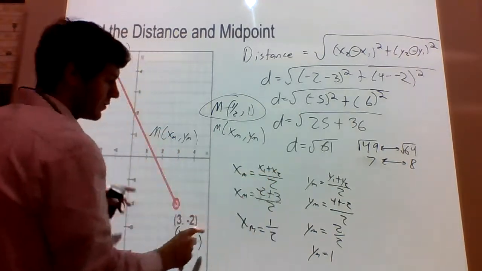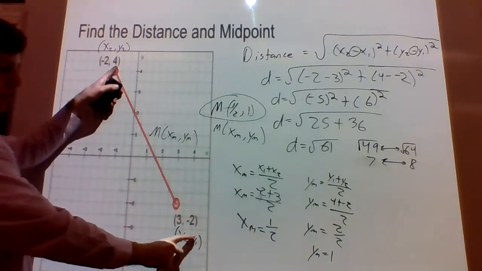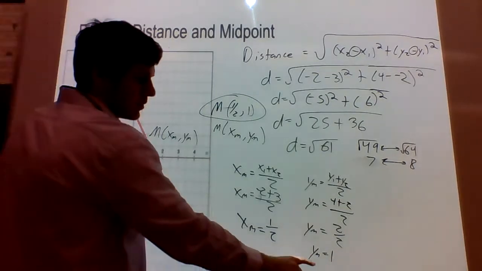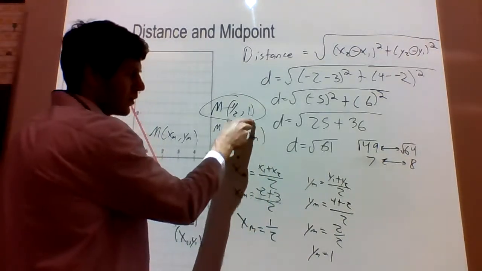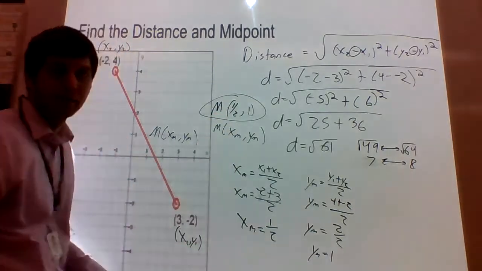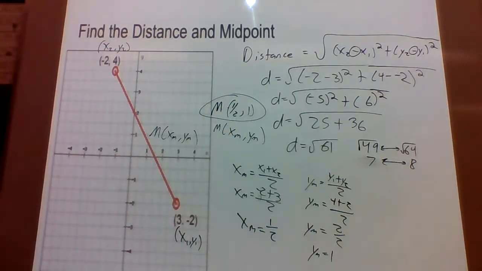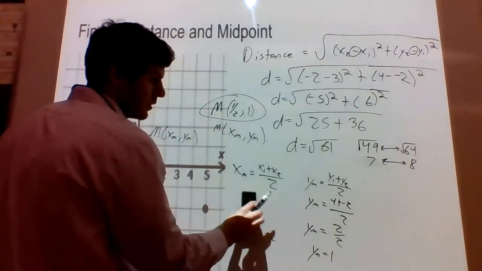The average of the x values gives us the x value of the midpoint. The average of the y values gives us the y value of the midpoint. Then we can put the x value and y value together in a coordinate point, and there's our midpoint: 1/2, comma 1. Okay. Let's just do another example, because we had it in class. I'll go through it quickly using the formulas.